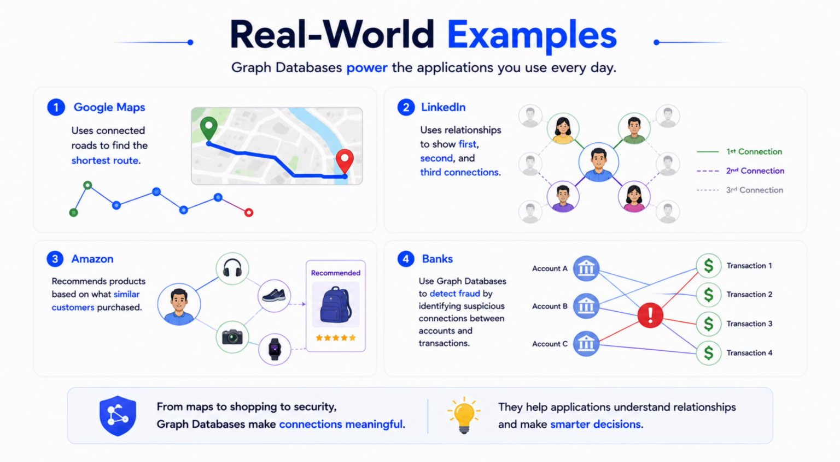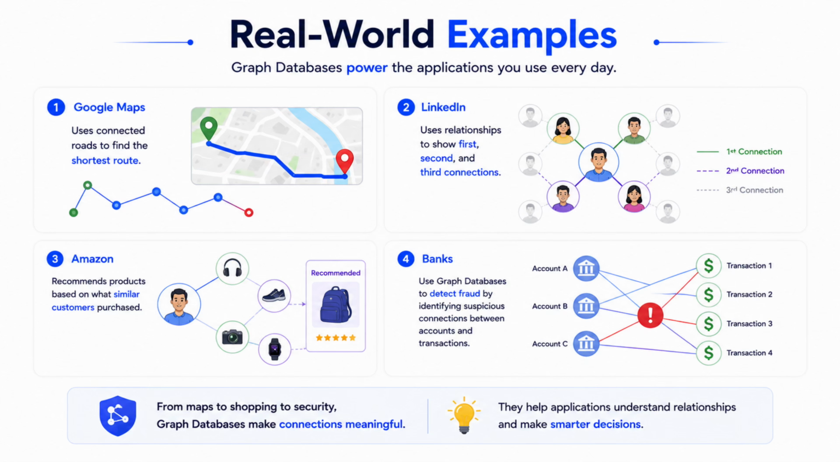Now let us look at some real world examples. Google Maps uses connected roads to find the shortest route. LinkedIn uses relationships to show first, second, and third connections. Amazon recommends products based on what similar customers purchased. Banks use graph databases to detect fraud by identifying suspicious connections between accounts and transactions.